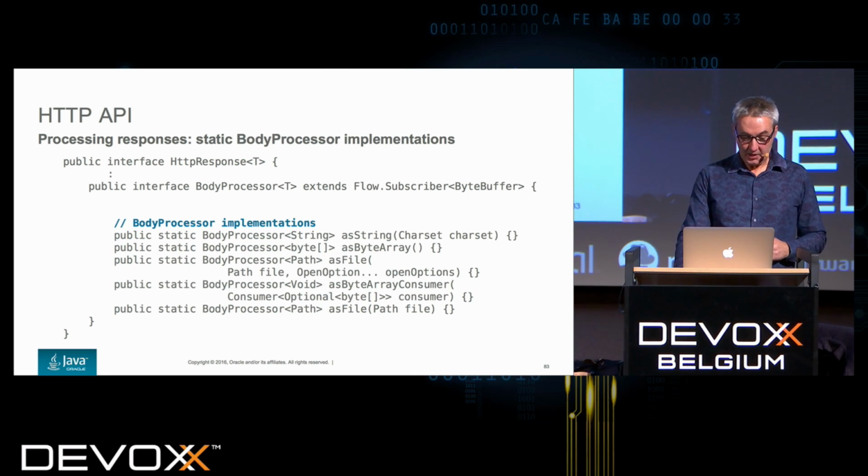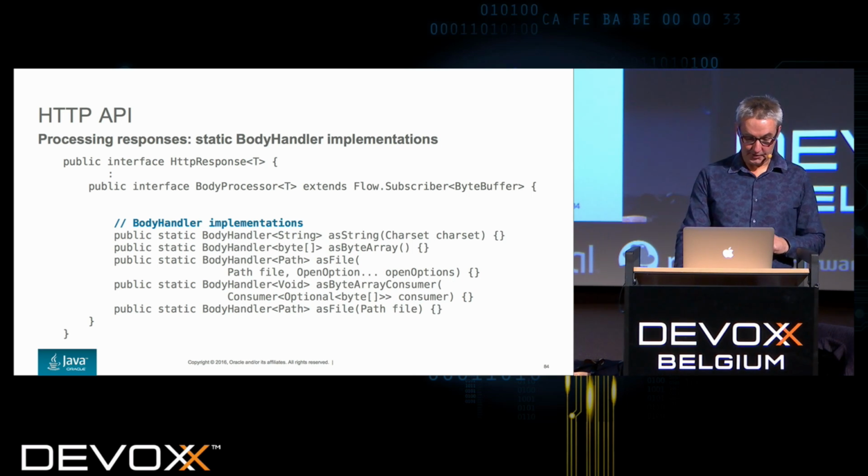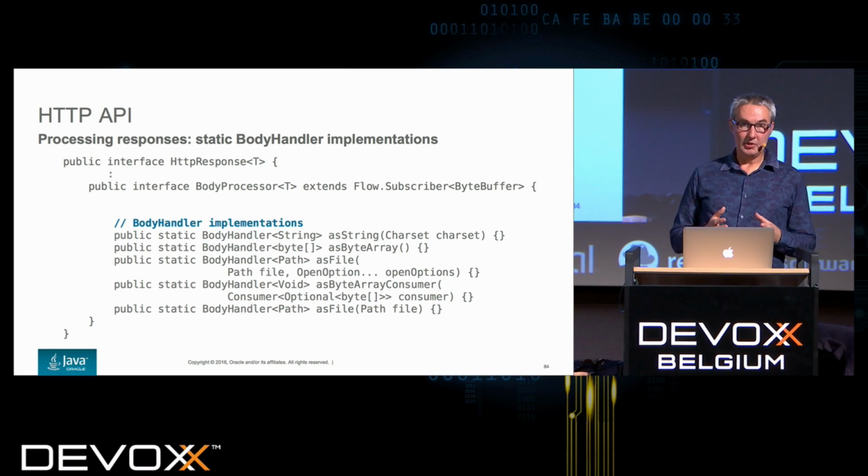And then we provide a similar set of static implementations of both body processor, as what we're looking at here, and also body handler. So these are standards. These static implementations essentially don't look at the incoming status code or headers. They just simply return the equivalent body processor in all cases. So that's for the simple case where you always want to receive the response body, which would be the normal case.